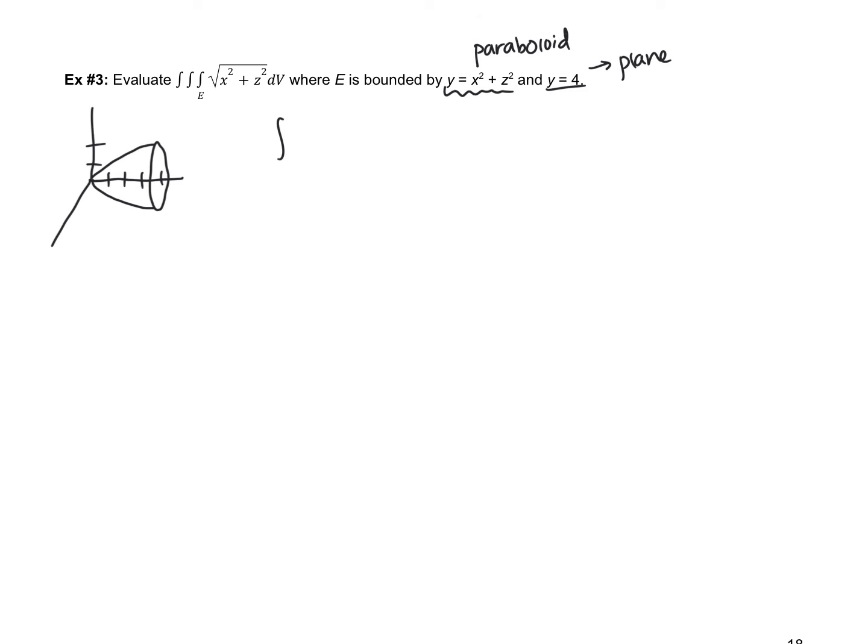Okay, so we set up our triple integral. We have to figure out our limits of integration. Now, we have a little hint here in that we have y equals and y equals. So y is written as a function of x and z. Now, if we look at our figure, y starts at the paraboloid and goes towards the plane. That's always consistent. So we can start by integrating with respect to y. y starts at the paraboloid, so x squared plus z squared, and goes to the plane, which is 4.